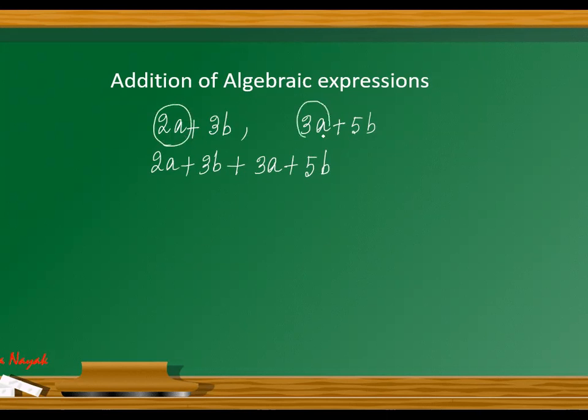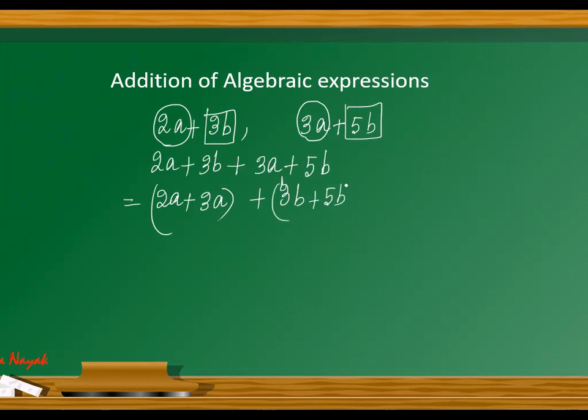Then I'll group your like terms. 2a and 3 times of a, I'll take them together. Then I'll take b terms together, so this will be plus 3 times of b plus 5 times of b. Next I'll go for simplification. Twice a plus 3 times of a will be 5 times of a. And here 3 times of b plus 5 times b will be 8 times of b.